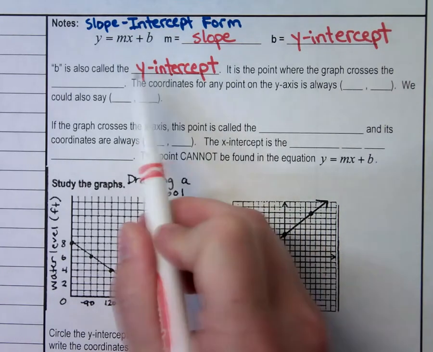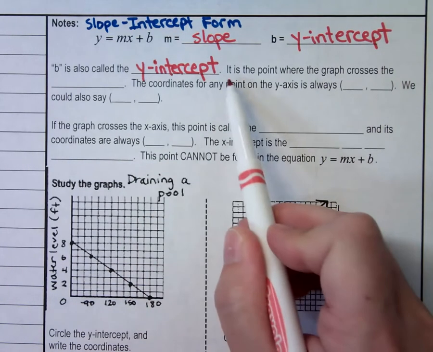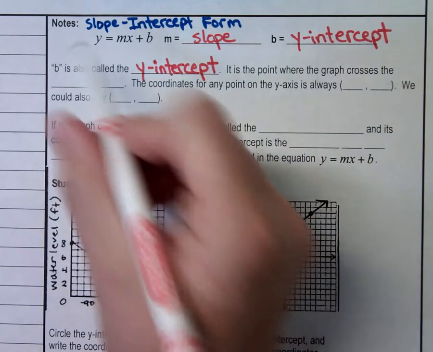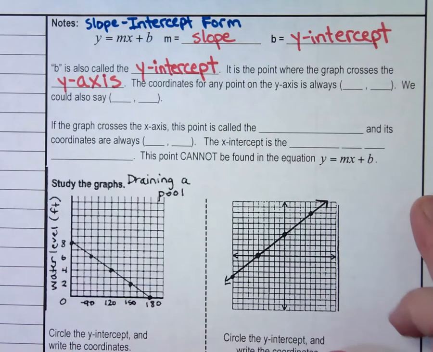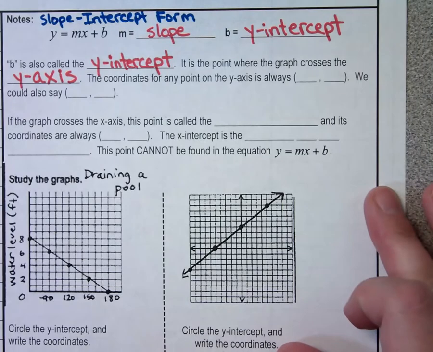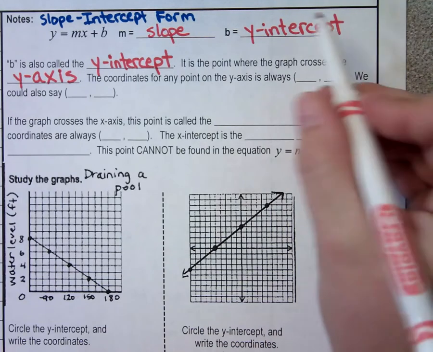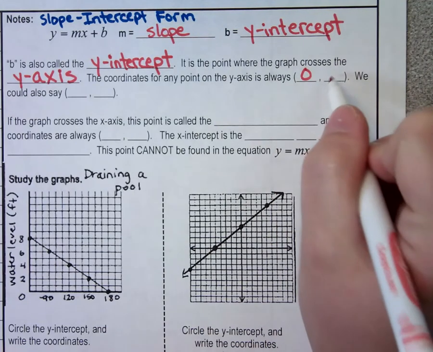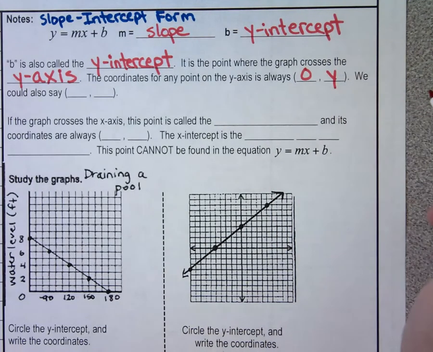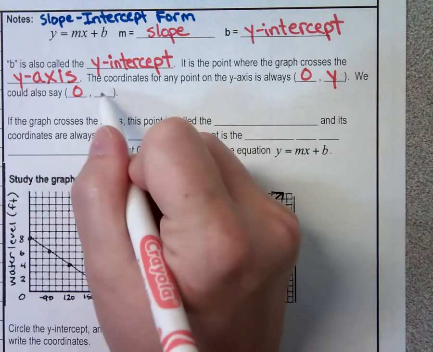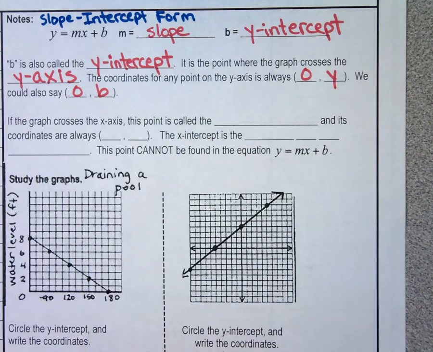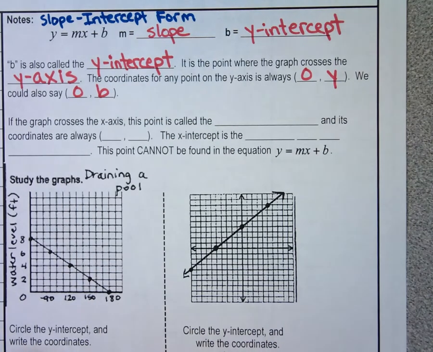So today you're going to learn about specifically the y-intercept. It is the point where the graph crosses the y-axis. And the coordinates for any point on the y-axis is always 0, something. It's whatever your y-coordinate is. Or we could say 0, whatever your y-intercept number is, b. So let me just show you what I'm talking about for a second.